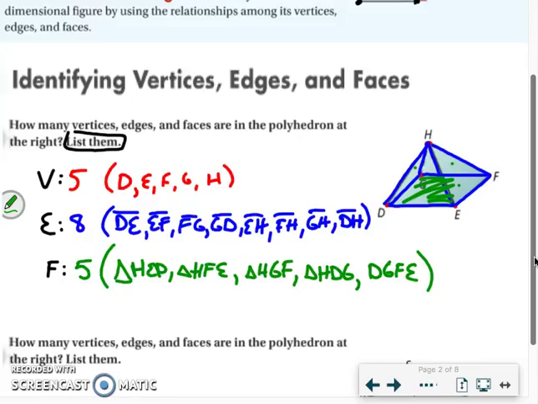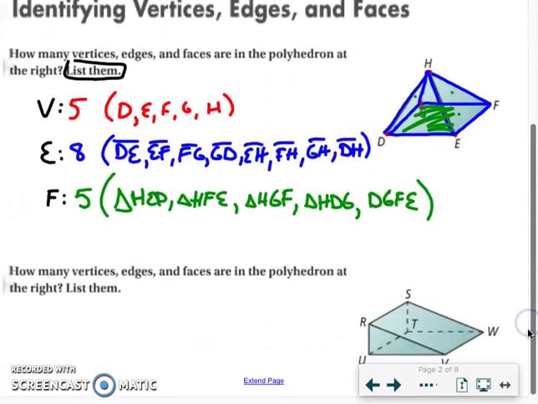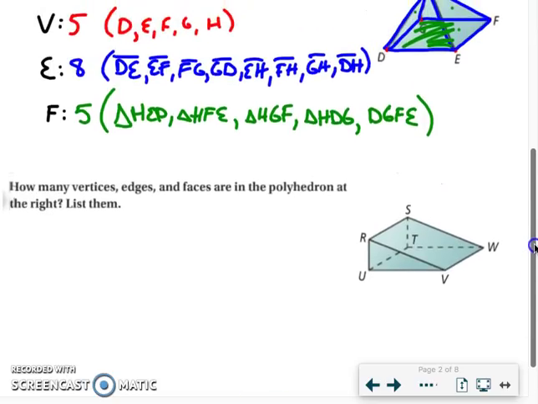All right, so you're going to try that again. So on this next one, same thing. Make a list of vertices, edges, and faces. See if you can get the right total for each and make a little list of them. And then click resume when you are ready.